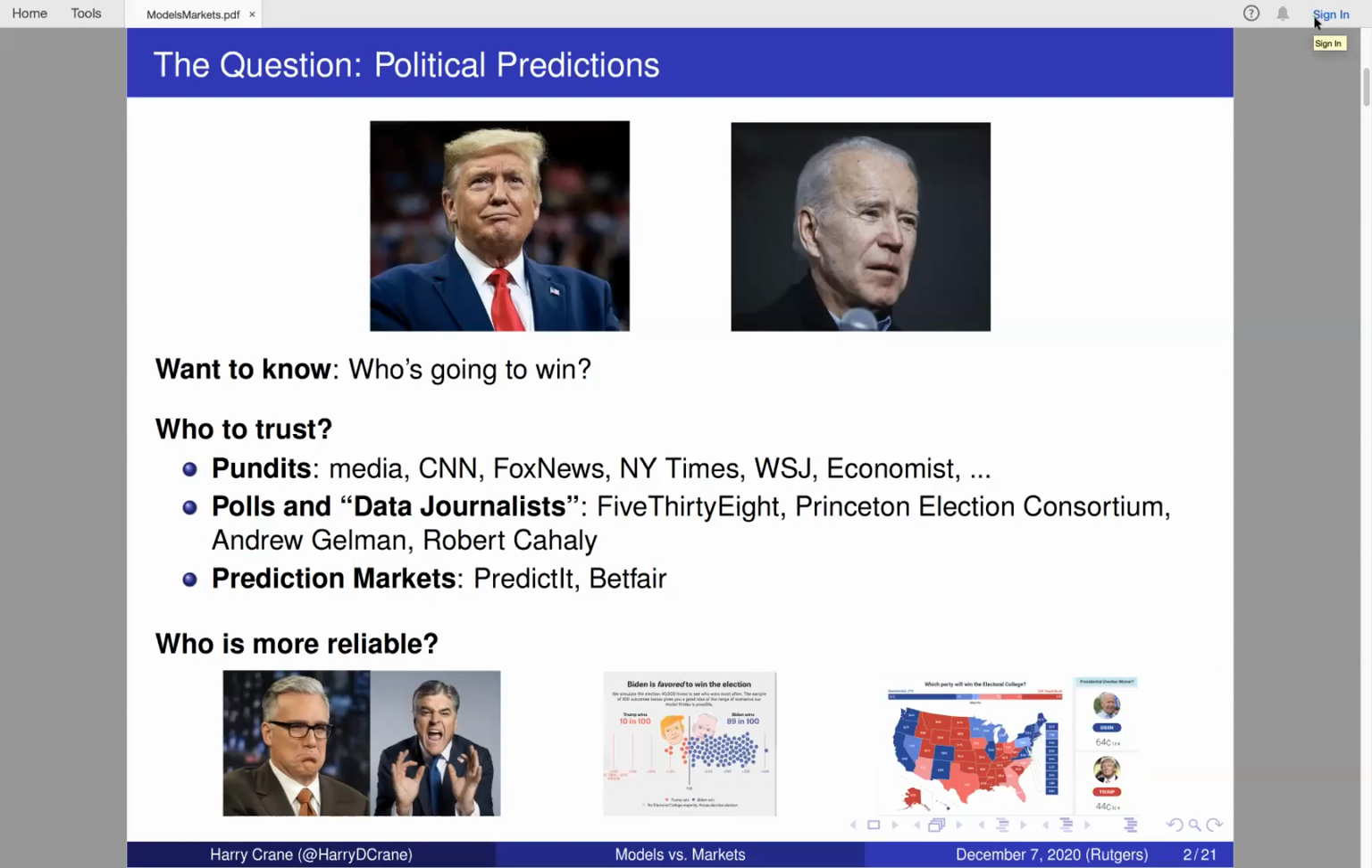And so we might ask, well, who among these is the most reliable? Is it these guys over here? Maybe not. I guess maybe not, depending. Is it the forecasters? This is 538's forecast here. Or is it the people in the prediction markets who are putting their money where their mouth is, so to speak? And so that's the concrete question that we're trying to analyze, trying to study here.